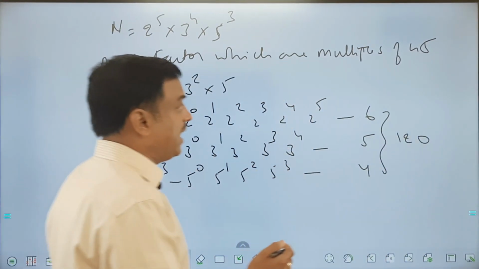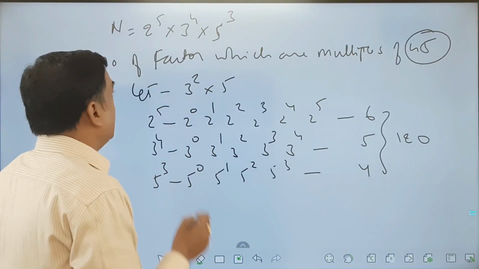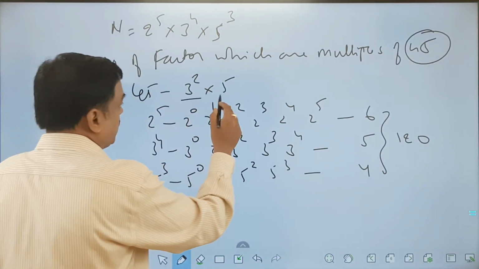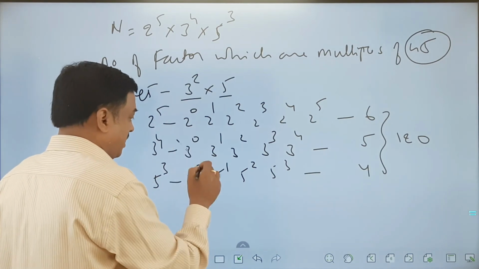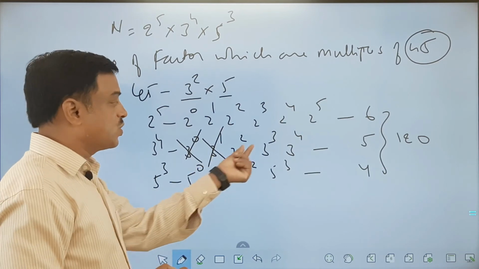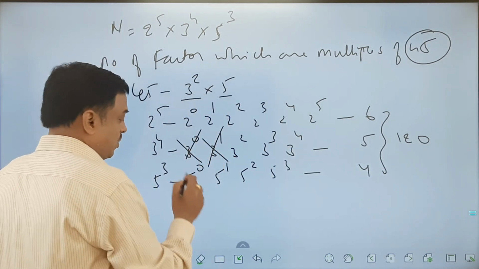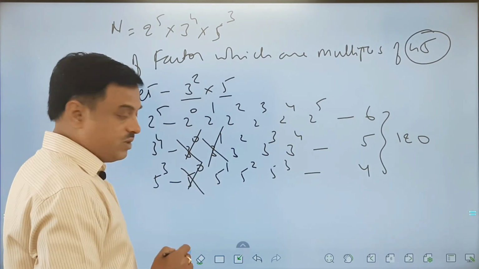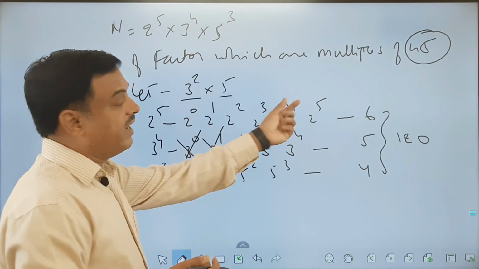Now if I am looking at the factors which are multiples of 45, I should minimum have 3 square and 5. Minimum 3 square and 5. So I'll remove this. Minimum 3 square is required. So I can take 3 square, 3 cube, 3 power 4 and minimum 5 is required. So I can remove this part also. So I can take 5 or 5 square or 5 cube. That's fine for me. And all the values of 2 power.